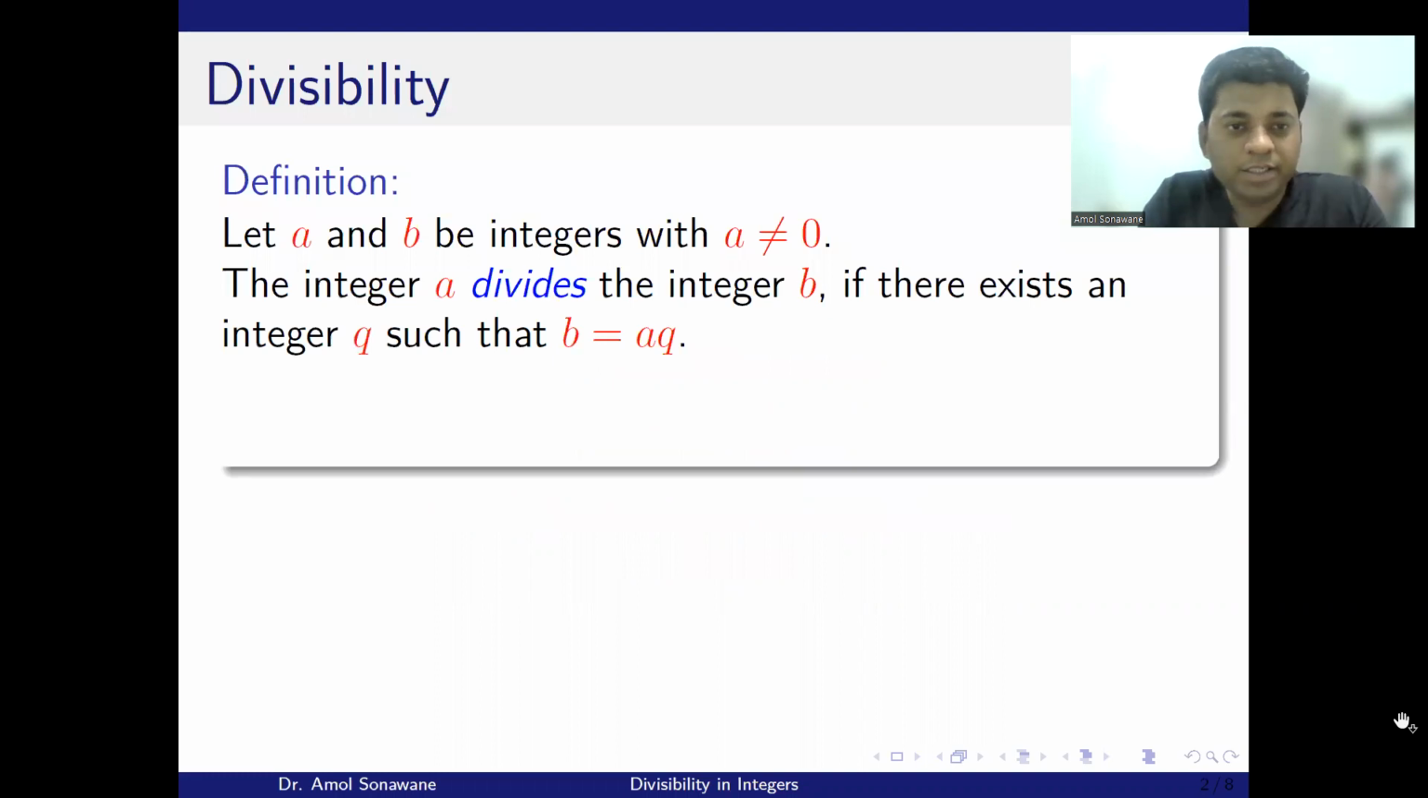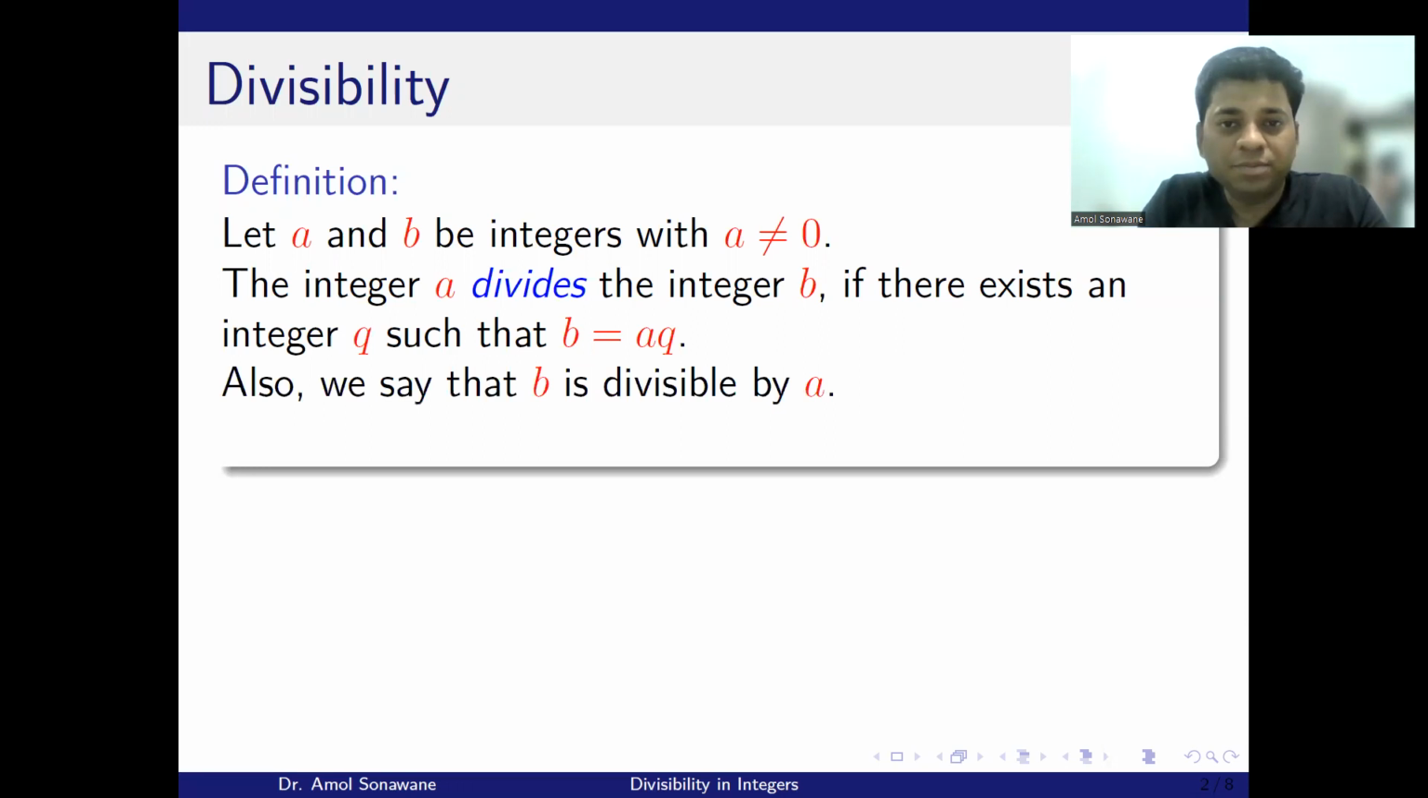Let a and b be integers with a non-zero, then the integer a divides the integer b if there exists an integer q such that b is equal to a times q. Means if we get integer q such that b is equal to aq, then we say a divides b. And also we say that b is divisible by a. It is denoted by a vertical line b, means a divides b. This is the symbol to denote a divides b.